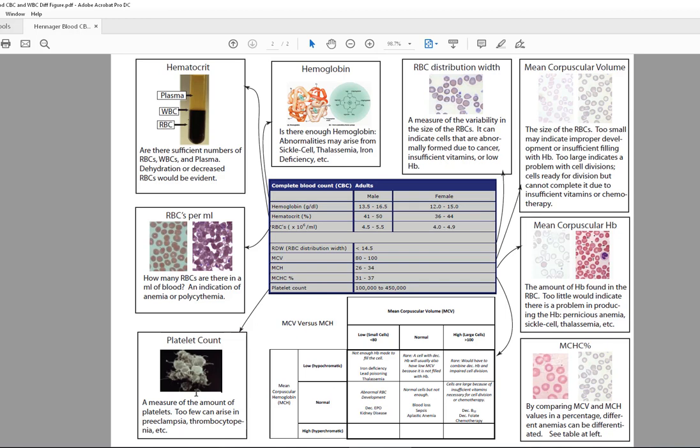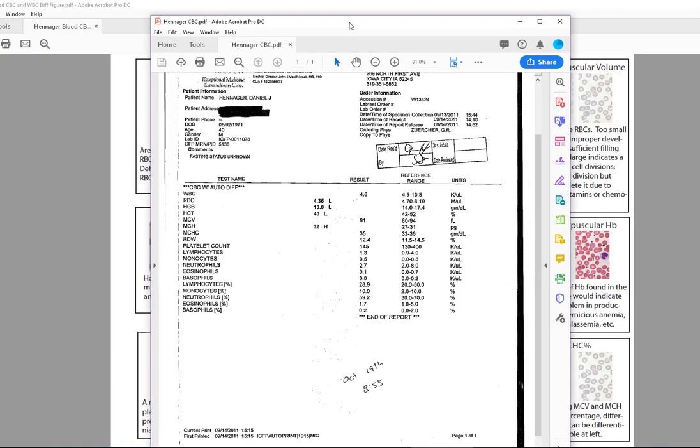You can also get a platelet count that can tell you things like your spleen is failing, or that you have alcoholism and that's killing off your platelets and things like that. And then RBCs per milliliter can tell you things like polycythemia. It's kind of like hematocrit, but it can be like you've got too many red blood cells or too few red blood cells. So again, when I come back over here, I was anemic.